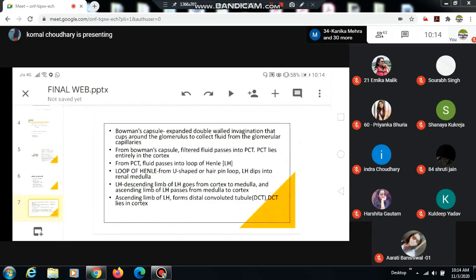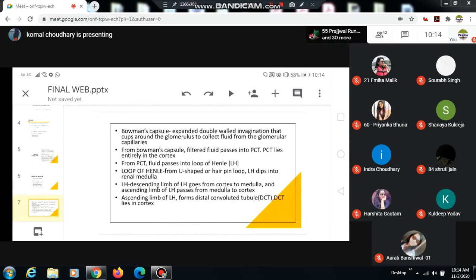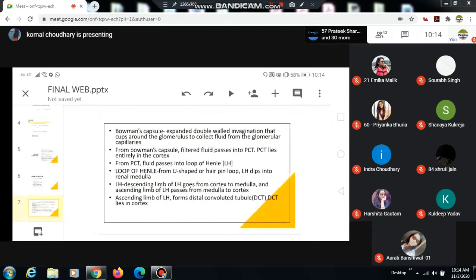From the PCT, the fluid passes into the loop of Henle. The loop of Henle is a U-shaped, hairpin loop-like structure, which lies in the renal medulla. The descending limb of the loop of Henle goes from cortex to medulla, and the ascending limb of the loop of Henle goes from medulla to cortex. The ascending limb of the loop of Henle leads to the DCT, which lies in the cortex.